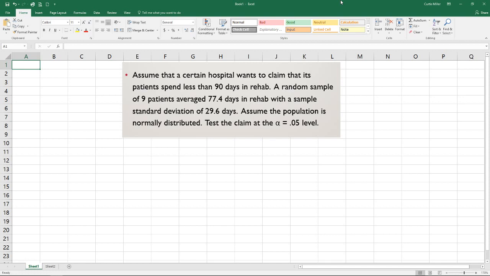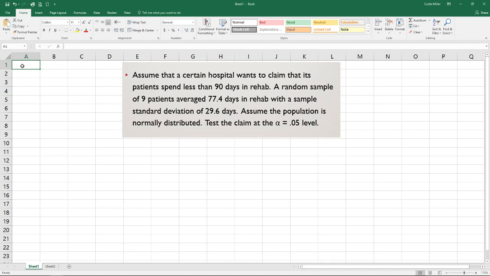Our first test we are going to look at is this statement. Assume that a certain hospital wants to claim that its patients spend less than 90 days in rehab. A random sample of 9 patients averaged 77.4 days with a standard deviation of 29.6. Assume the population is normally distributed, test the claim at alpha equal to 0.05.